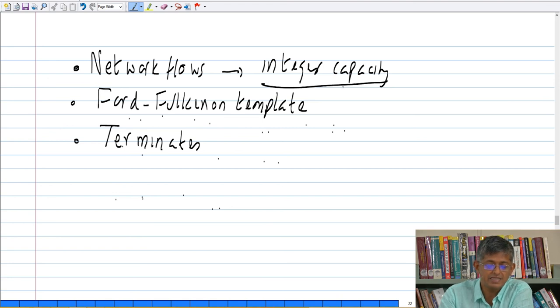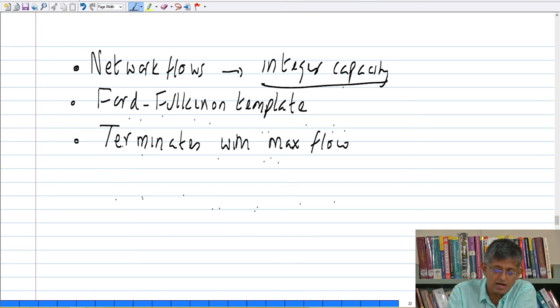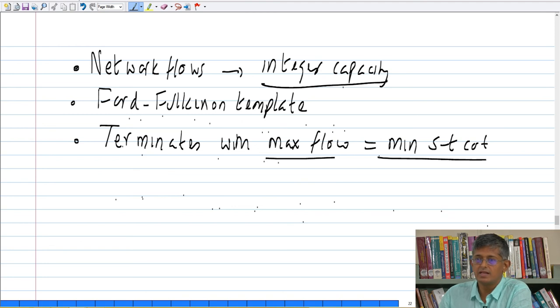Because we put integer capacities, it will always terminate, and on termination, it terminates with the max flow, and we also proved that max flow is equal to the minimum s-t cut. So what you will do next is try and look at interesting implementations of this.